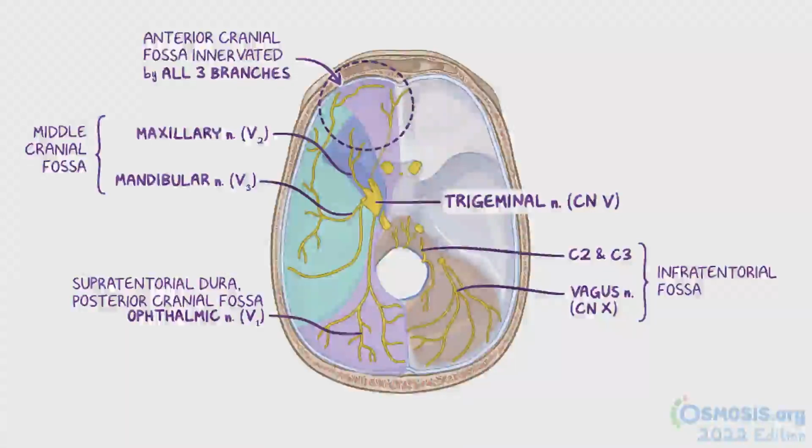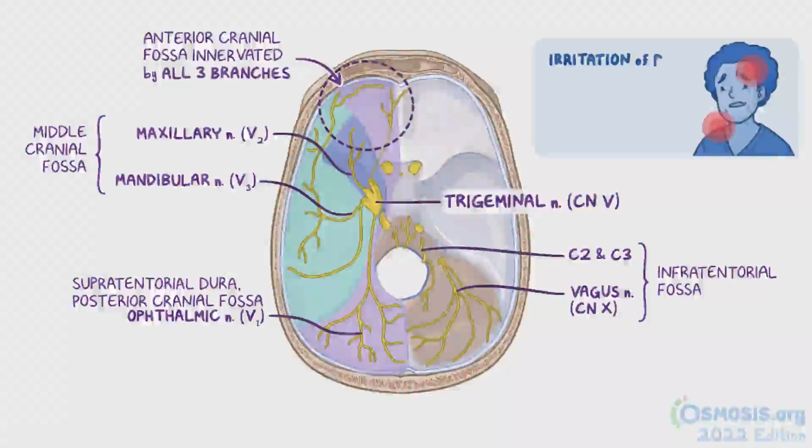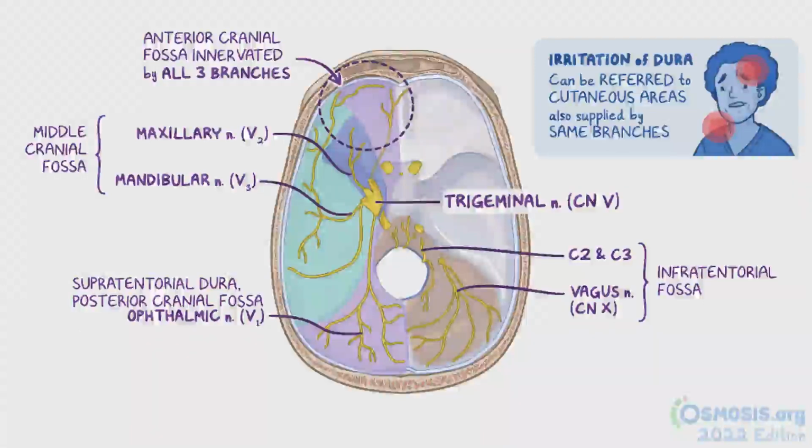Pain signals from the dura travel along the sensory fibers of these nerves and can be referred to the cutaneous areas that are also supplied by the same nerve fibers. For example, irritation of the dura from an infection in the anterior cranial fossa can be referred to any of the cutaneous areas that are also supplied by those same branches of the trigeminal nerve, such as the skin around the orbit or face.